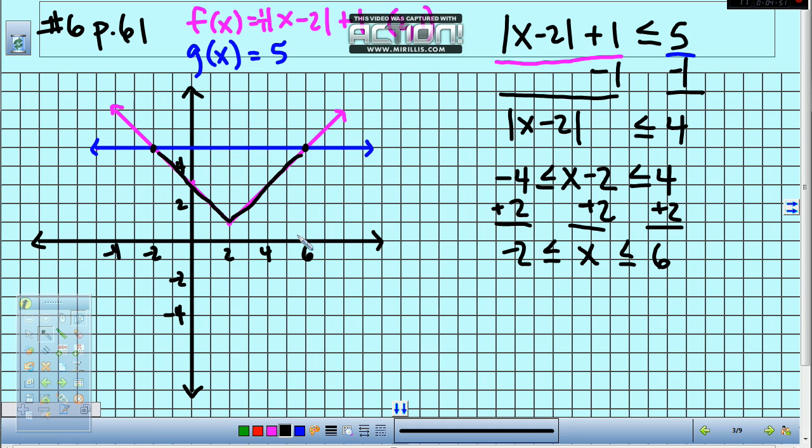So you would say that the x values are equal to negative 2, equal to 6, and all the values in between. That's what we've described right over here algebraically: x is greater than or equal to negative 2 and less than or equal to 6. So we've solved this algebraically and graphically.